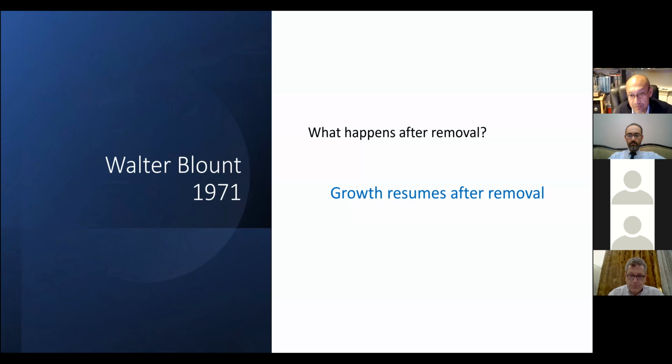Another important contribution by Walter Blount, 1971. He confirmed growth resumes after removal of these devices. And that is the same whether you were using multiple staples or if you're using the 8 plate.